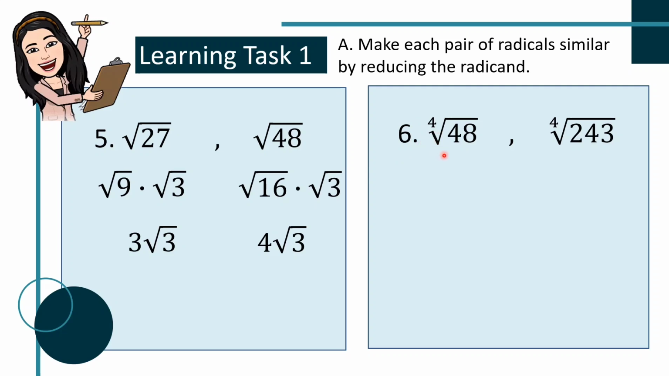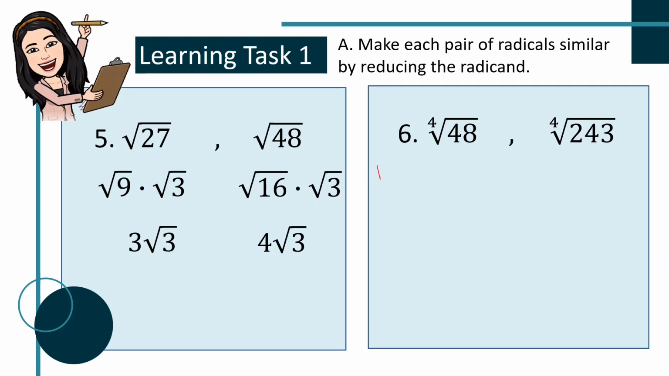Our given is fourth root of 48 and fourth root of 243. So, fourth root na, medyo malaki yung index natin or yung root. Now, ilist ulit natin, enumerate yung mga perfect fourth para makuha natin yung factors nila. Kapag 1, minultiply ng 4 na beses, that is 1.